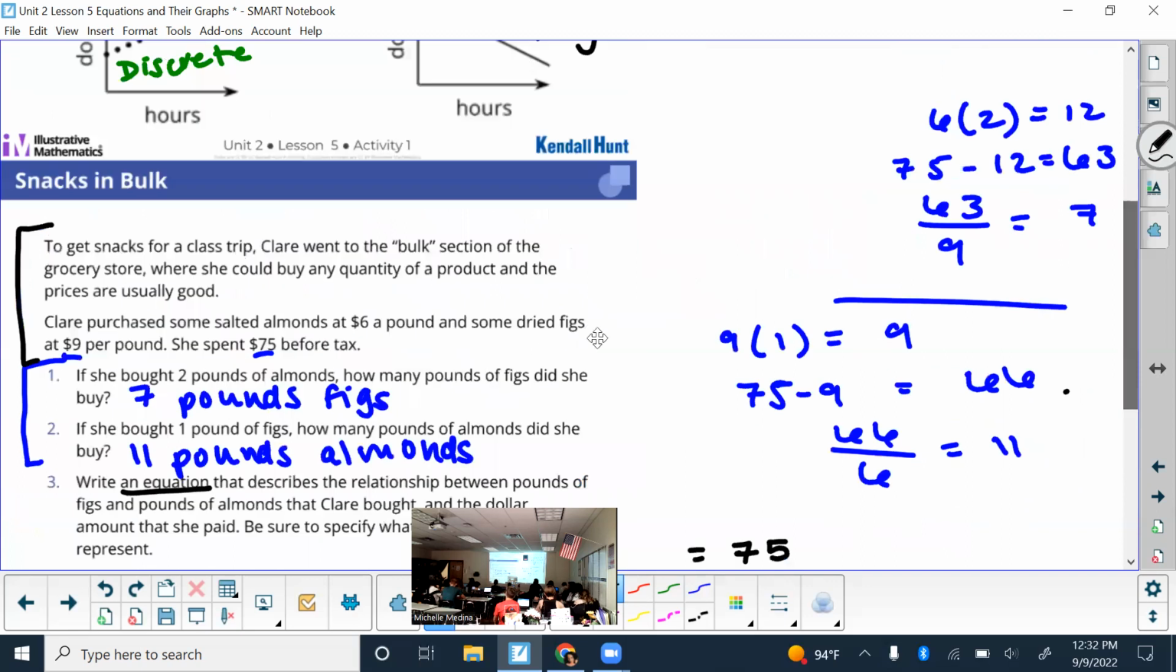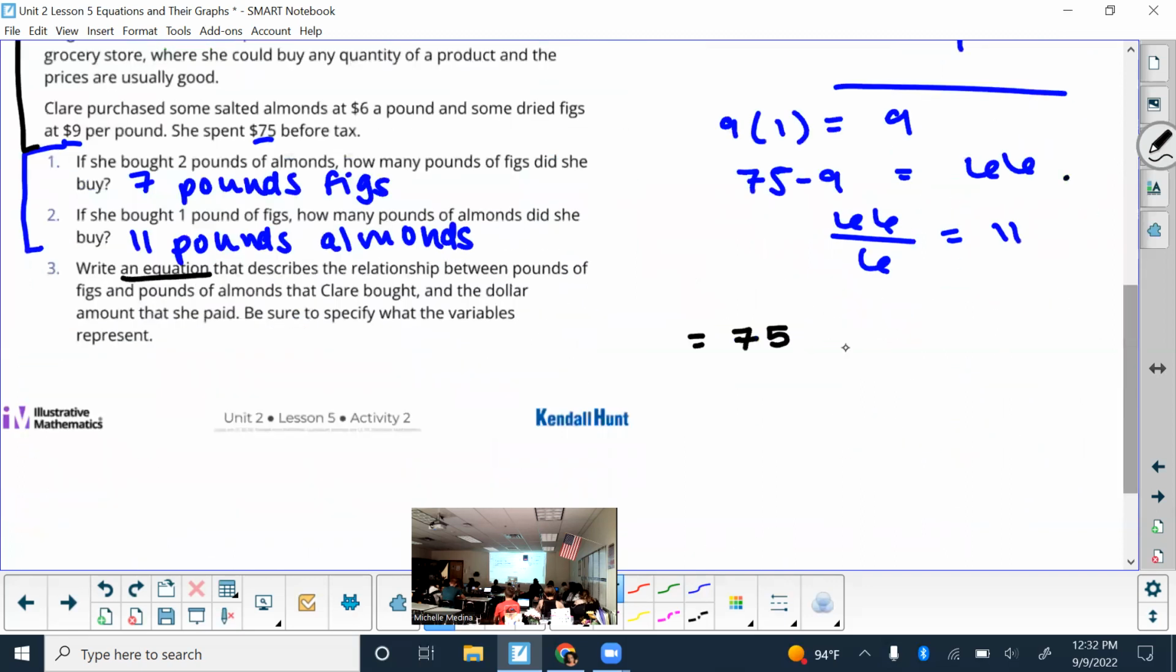Multiply them together. So how can I write an equation that can help me solve for any pounds of things? What did you guys write? Emery? That's a good start.